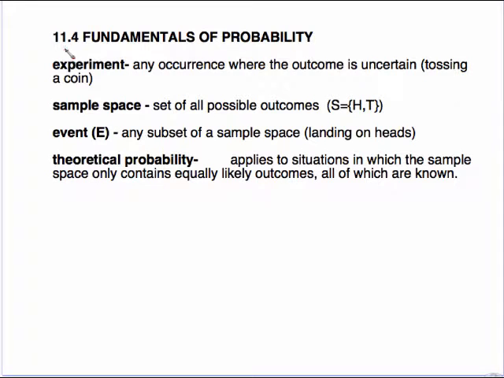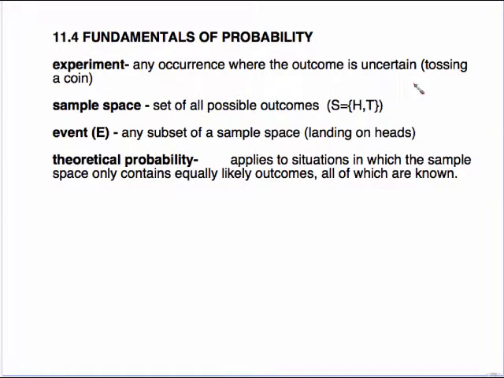This video is on section 11.4, Fundamentals of Probability. Let's look at some definitions to get started. An experiment is any occurrence where the outcome is uncertain, like tossing a coin or maybe rolling a die. A sample space is a set of all possible outcomes. So for that flipping of the coin, our set of outcomes would be heads or tails. That's all that can happen when you flip a coin once.